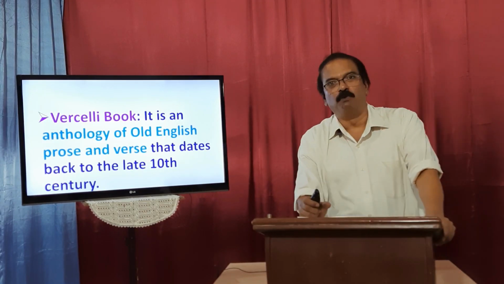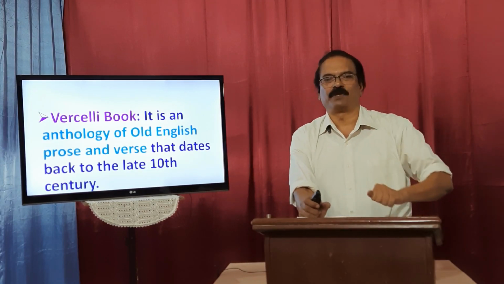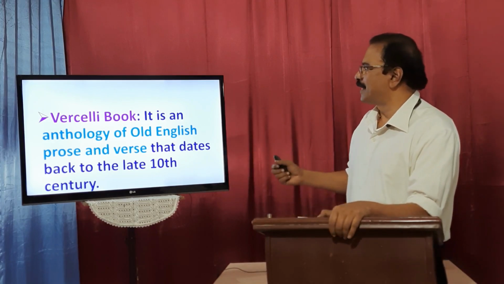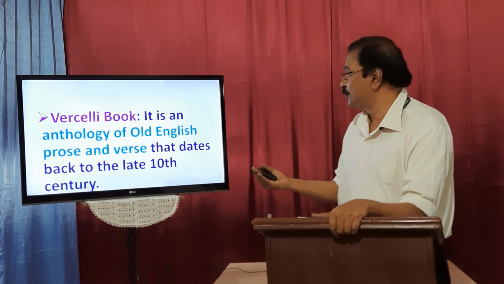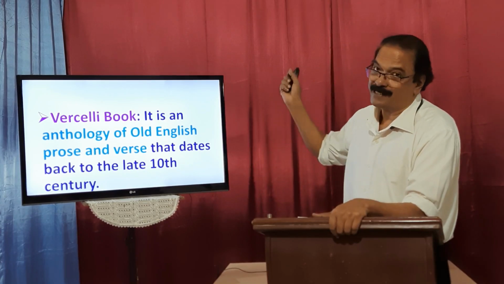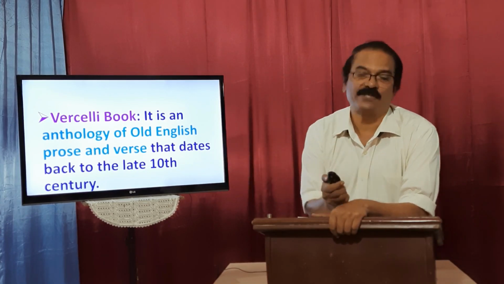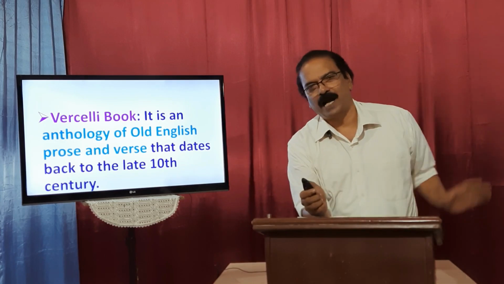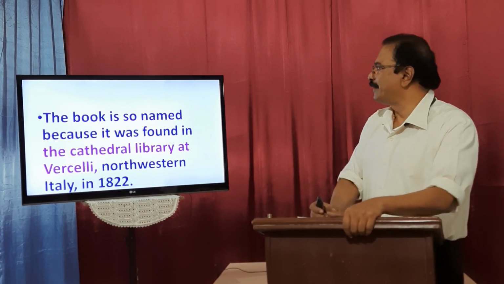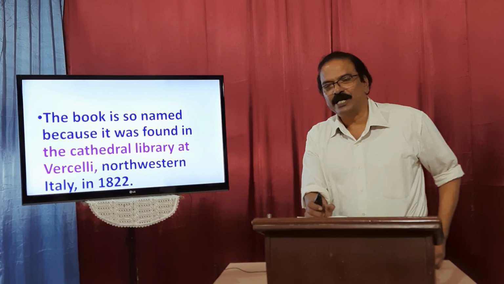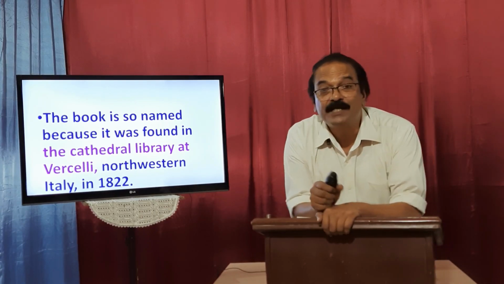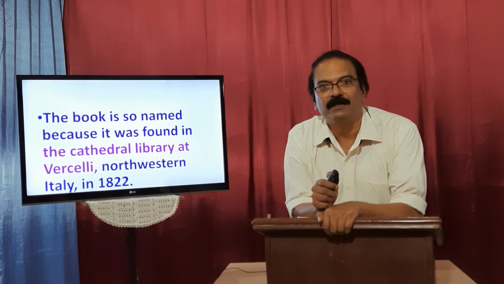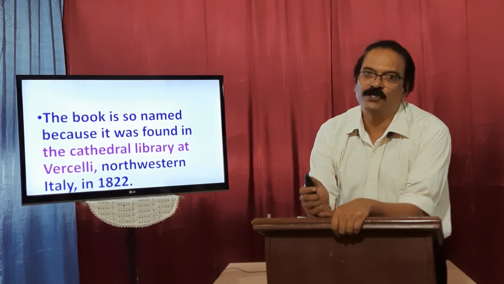Now, the Vercelli Book, the fourth manuscript, containing some poems. It is an anthology of Old English prose and verse that dates back to the late 10th century, written until that time. And it gets this name because it was found in the cathedral library at Vercelli in Italy. So this gets the name Vercelli Book.